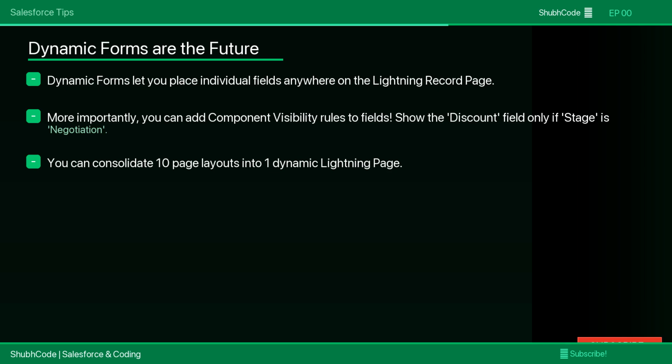Dynamic forms let you place individual fields anywhere on the Lightning record page. More importantly, you can add component visibility rules to fields. Show the discount field only if stage is negotiation. You can consolidate 10-page layouts into one dynamic Lightning page.